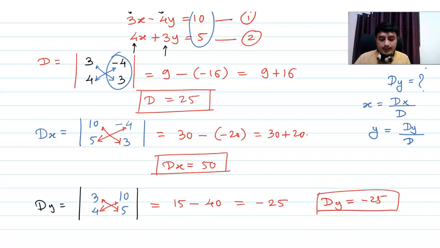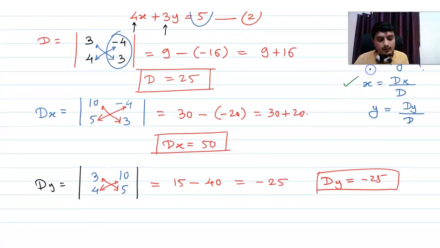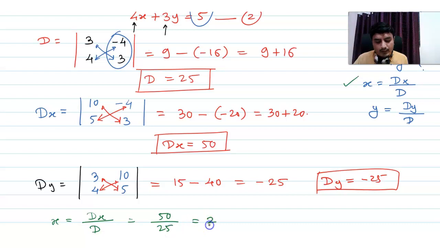Now our target is to evaluate the values of x and y. So the fourth step of our flowchart, we have to evaluate the value of x. As per Cramer's rule, the value of x is Dx divided by D. Dx value we have is 50, while D value we have is 25. 25 2s are 50, so we are getting the value of x is 2.